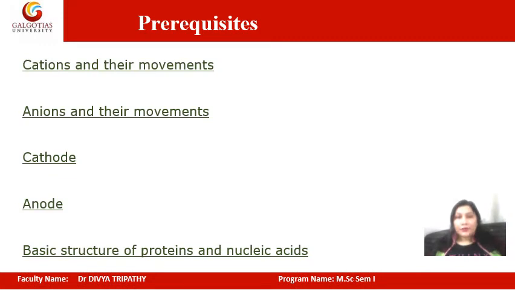These are some prerequisites to understand this topic. You should know what cations are and towards which pole they move. Similarly, you should know anions and their movement. You should understand the concept of cathode and anode, which type of electrode the cathode is and what type of charge it has, same for anode, and you must be aware of the basic structure of proteins and nucleic acids.